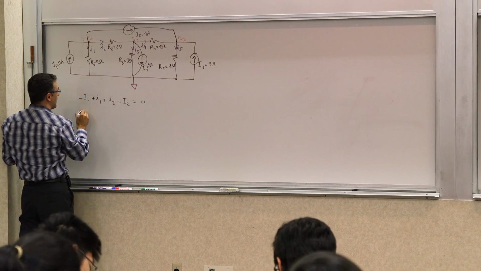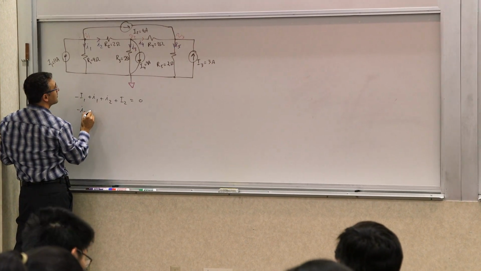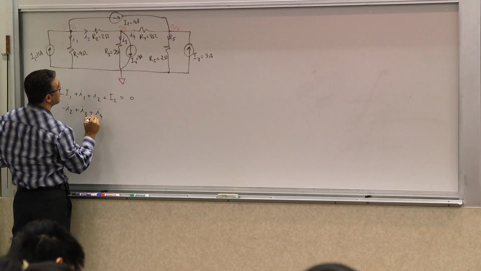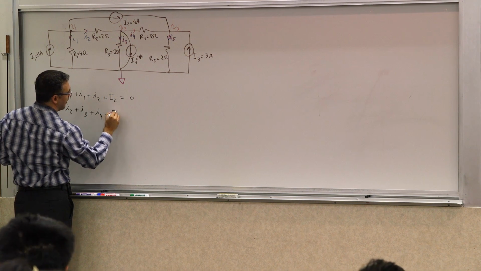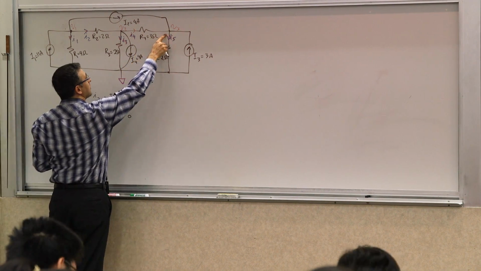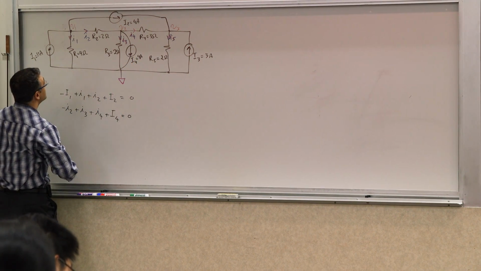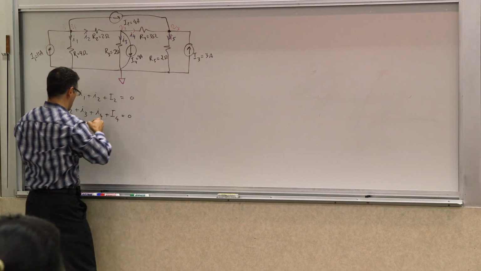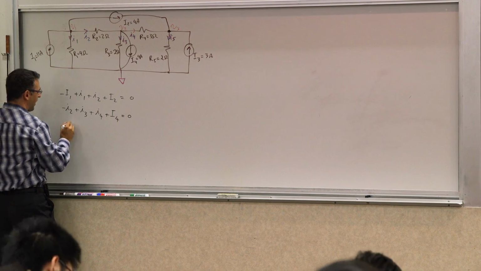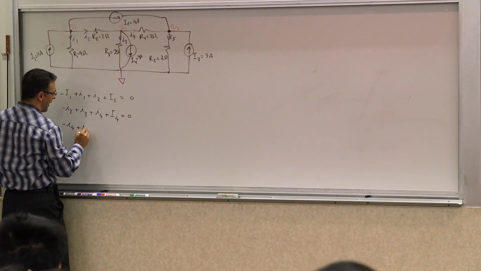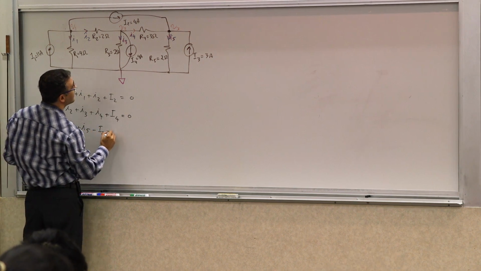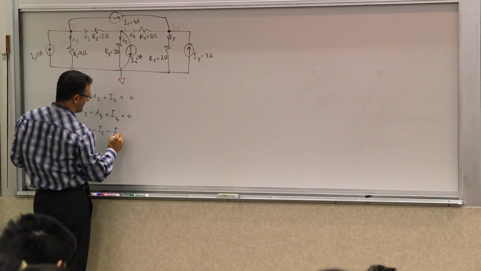Here, what about this node? It's negative I2 because that's entering the node, plus I3 leaving the node, plus I4, plus capital I4, because that's also leaving the node. How about this node? What are the currents leaving the node? It's negative I4 plus I5, negative I2, negative I3 equals 0.